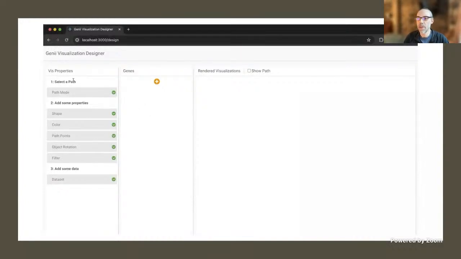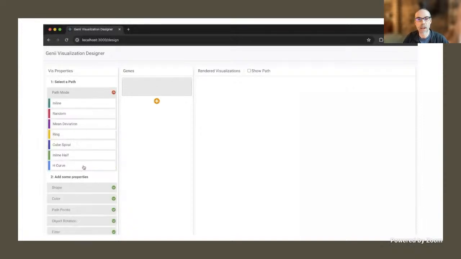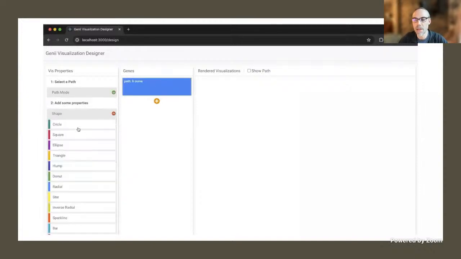In this case, we're going to choose a type of path, and we're going to add some properties. We can have a new gene. So let's have a new gene. And in that, we're going to have a Hilbert space, a Hilbert path, an H curve. This is a defined path, but as I said, we can create our own paths.